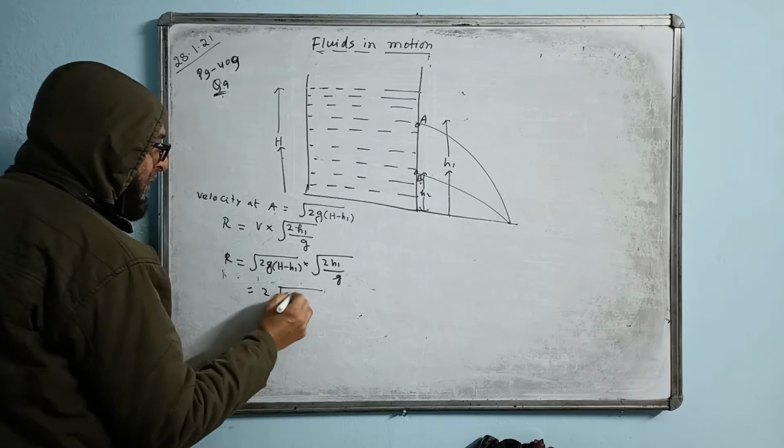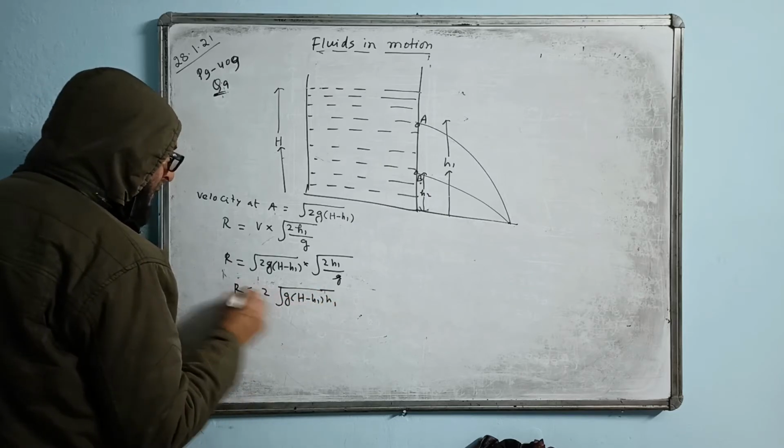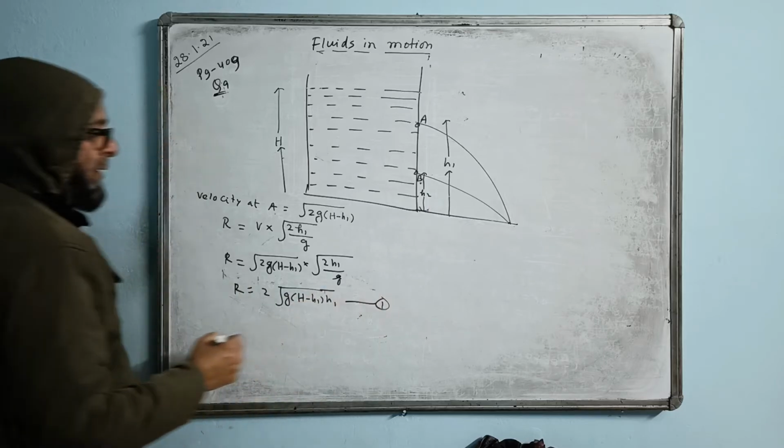Here we have the root of g(h minus h1) and h1. This is the value of R. Mark this in equation number 1.